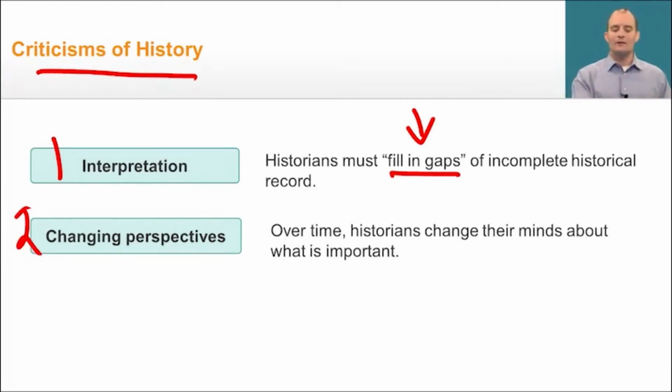The second criticism of history is changing perspectives. Over time, historians change their minds about what is important. Let's take the American Civil Rights Movement. Before the Civil Rights Movement, you would find many pieces of writing that focused on just the white population. But during and after the Civil Rights Movement, you found much more literature based on African Americans as well as Latino Americans. So that's just how historians change their minds about what is important over time.